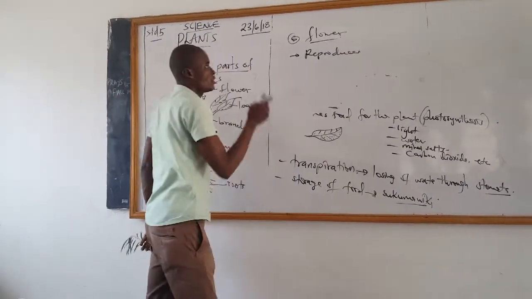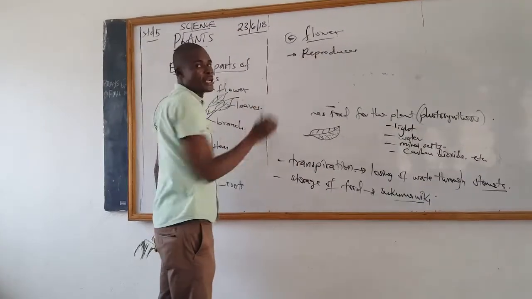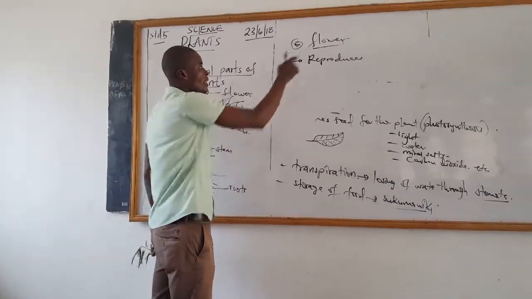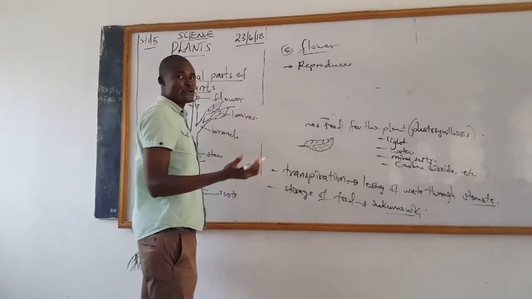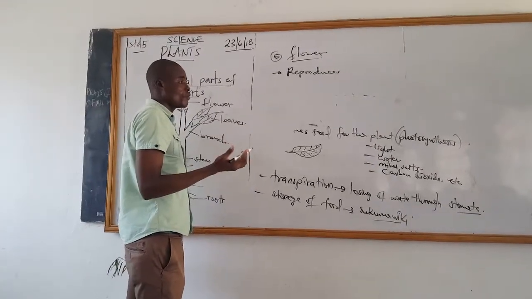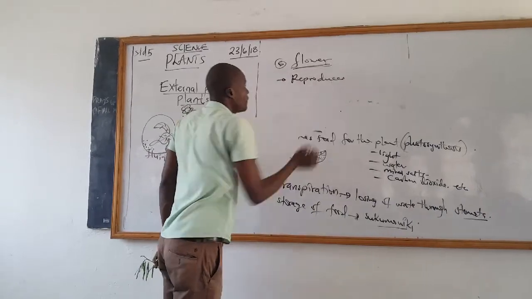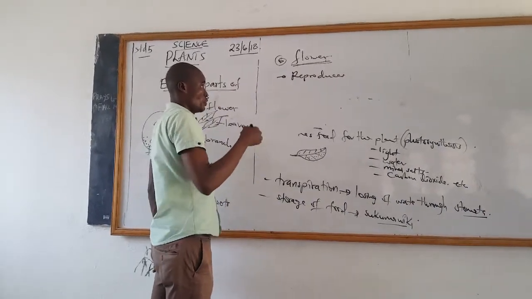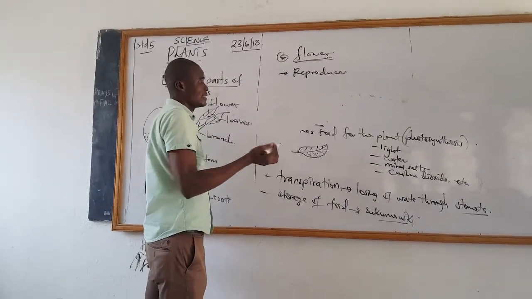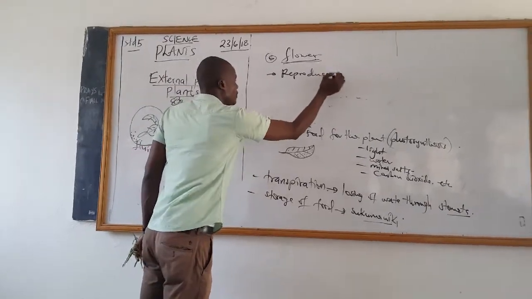Plants reproduce using their flower, and this one is our topic in class 6. In class 6, we're going to learn how flowers are able to reproduce, how photosynthesis, how the male and the female cells are able to reproduce and give us the seeds. So the first one is reproduction.